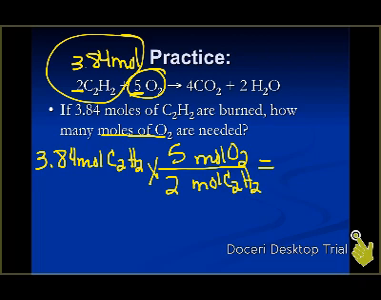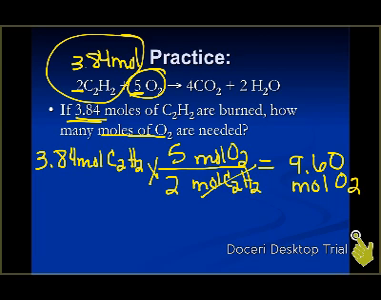So when I put this in my calculator, I'm going to do 3.84 times 5 divided by 2, and I get an answer of 9.6. Well, our answer had 3 significant figures, so we need to add another significant figure, so we're going to add a 0. Then we need a unit, and our unit is moles of oxygen, because this cancels out this, and we're left with moles of oxygen. But these are only one-step conversions, and you know we're going to do some more difficult ones.